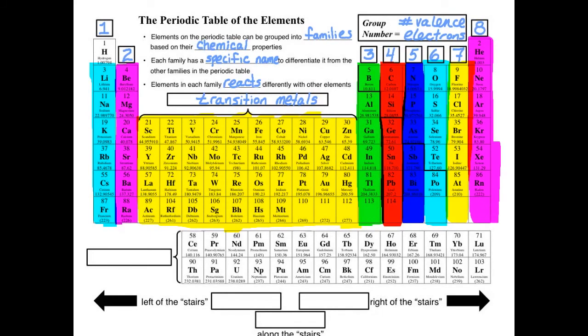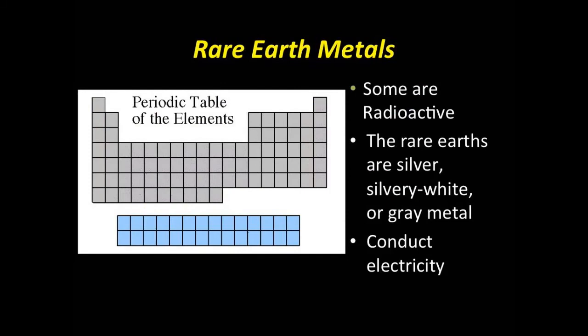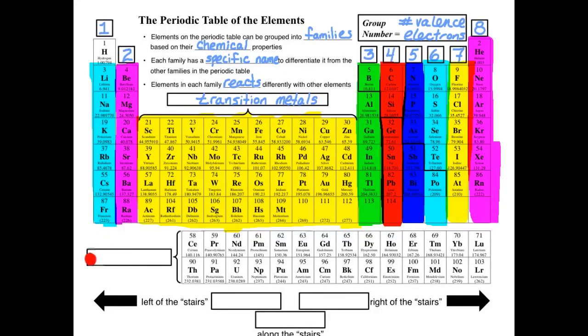And the last one we'll make a quick mention of, but we'll spend no time with in this class, are the rare earth metals. Some of these are radioactive. We've got plutonium and uranium down in this group. They are silver, silvery white, or gray metal. They conduct electricity. Some of them only exist in laboratories because they are created and exist for split seconds. Some of them have other uses, though. So rare earth metals. All right, let's add those into our periodic table notes right here. So we've got our rare earth metals.